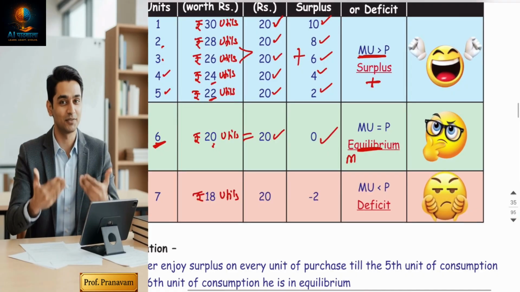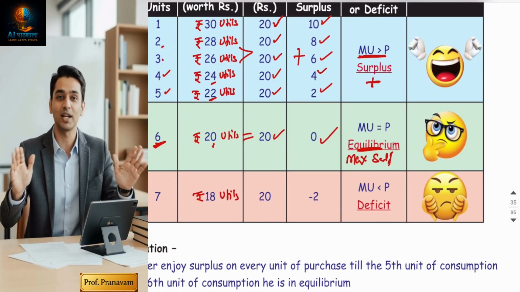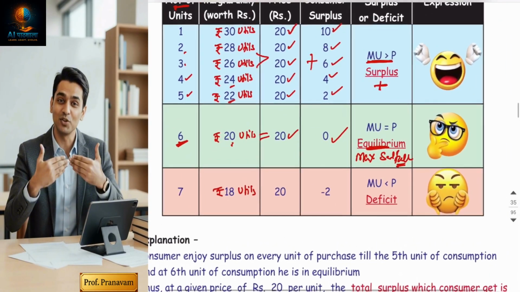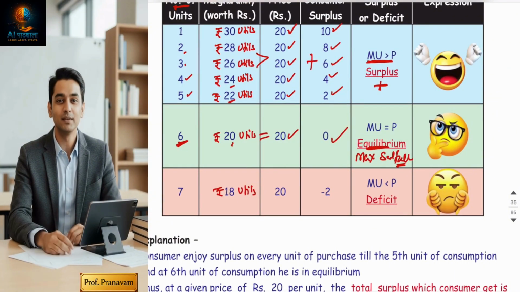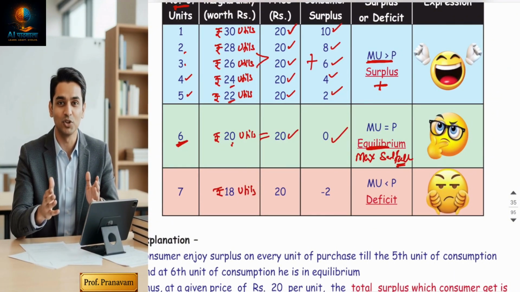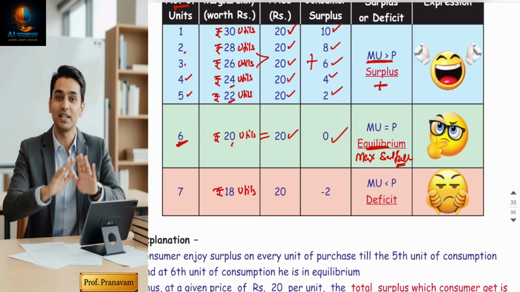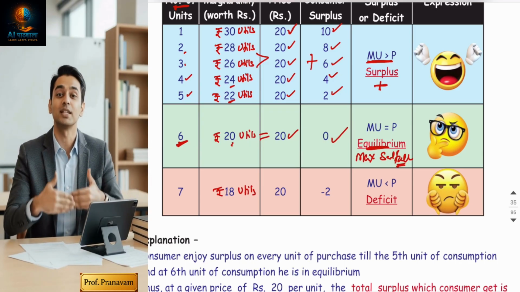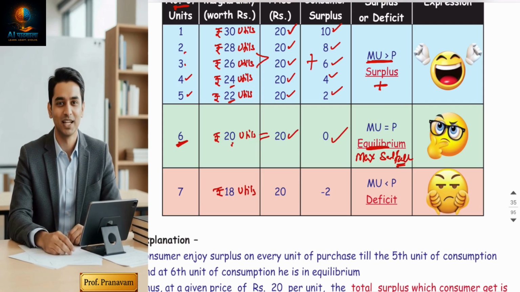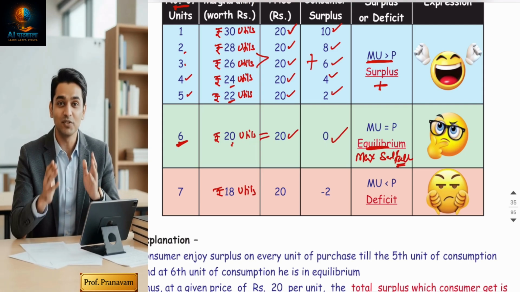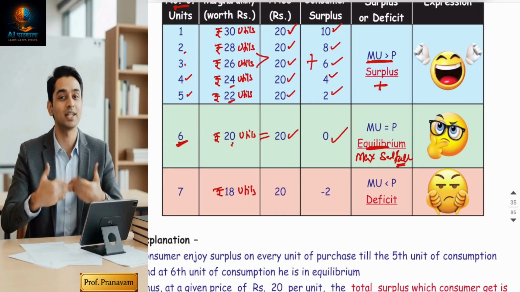And you know, in economics, whenever two factors become equal, we always use the word equilibrium. It means here the consumer has reached maximum satisfaction. Beyond the sixth unit, he is not going to purchase. But why? As per the law of DMU, MU should become 0. The consumer didn't reach the point of satiety. Yes, I know. But in the law of DMU, price wasn't there, right?